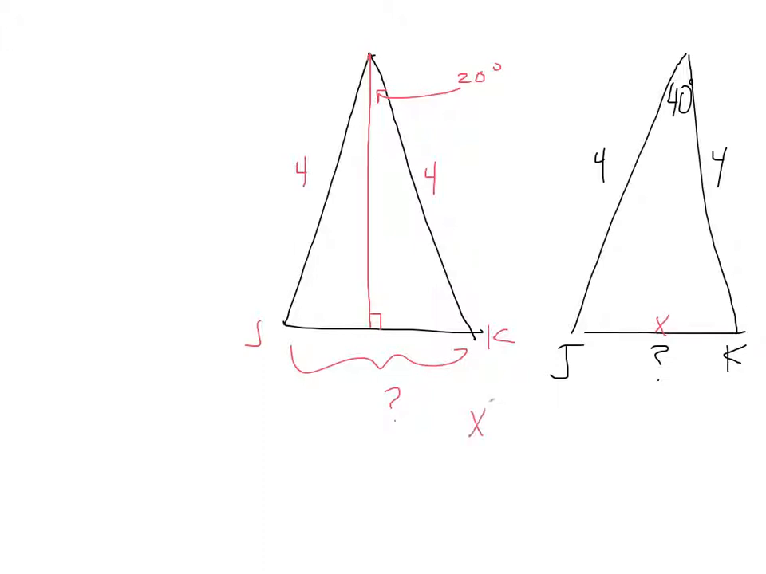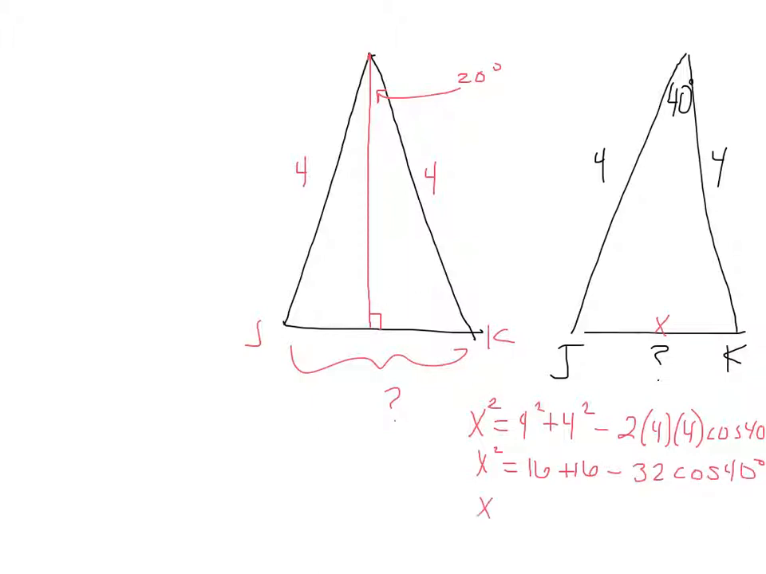We could have done x squared equals the two sides, which are 4 squared and 4. We square them and add them together. Subtract 2, then multiply those same sides together, and then the cosine of 40 degrees. We would have gotten x squared equals 16 plus 16 minus, that'd be 8 times 4, which is 32, cosine of 40. Simplify that. And actually, we're going to take the square root. So it'll be the square root of 32 minus 32 cosine 40 degrees.